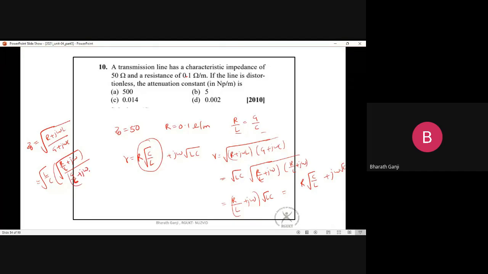I took L common from the numerator and C common from the denominator, so I get square root of L by C as common, and R by L plus j omega divided by G by C plus j omega. Because R by L is equal to G by C, the two cancel out and it becomes square root of L by C. So square root of L by C is 50. So alpha is nothing but 0.1 into 1 by 50. So what is your answer, D?